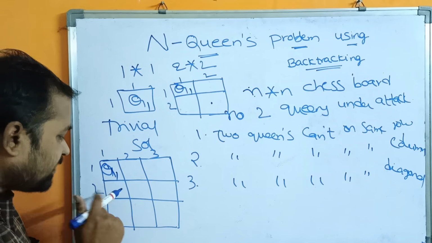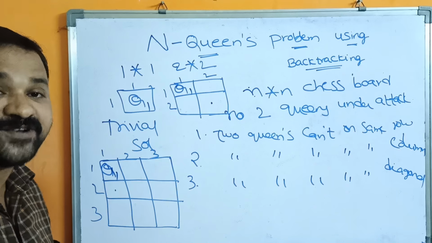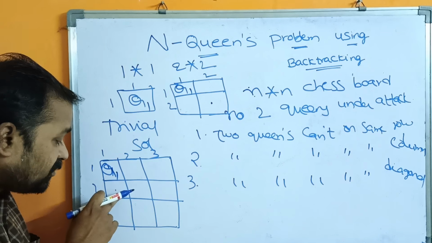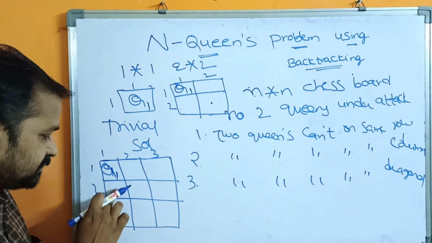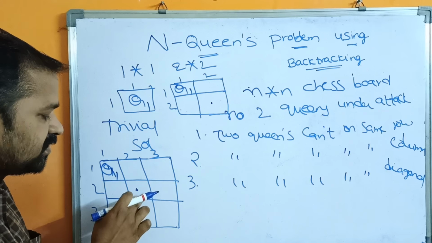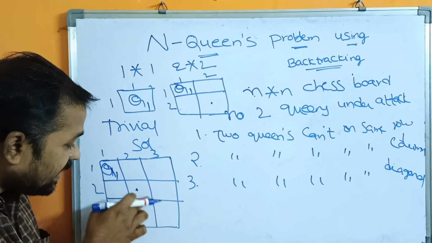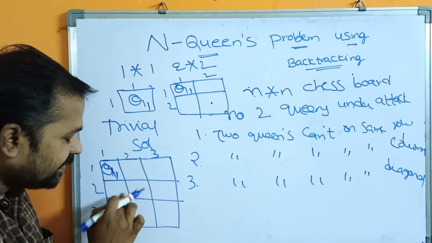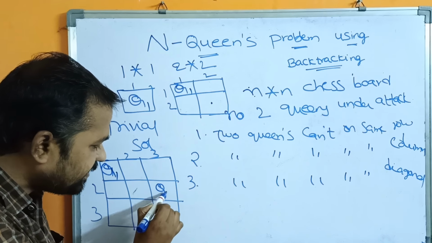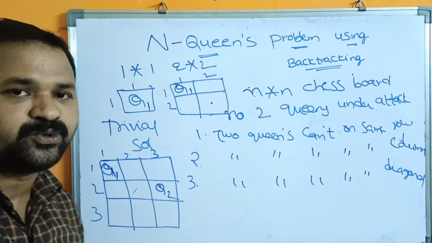Next, can we place Q2 here? No, it is not possible, because it would be in the same column. Can we place Q2 here? No, because it would be on the same diagonal. Next, can we place it here? Yes, there is no problem. We can place Q2 here.